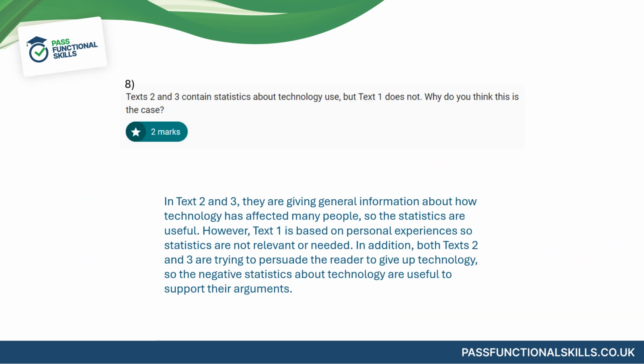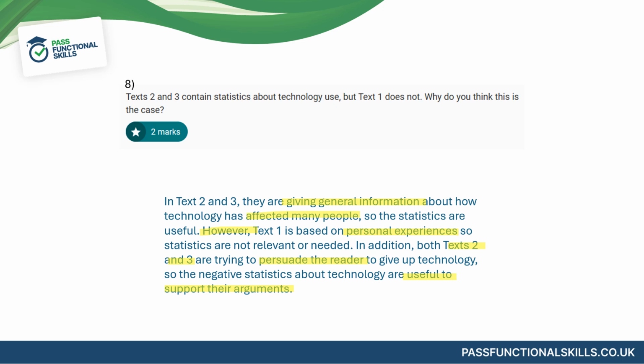So overall, if we have a look at this written solution, remember we've got 2 marks, so we need to give 2 full reasons. In text 2 and 3, they're giving general information about how technology has affected many people, so the statistics are useful. However, we're comparing with text 1. Text 1 is based on personal experiences, so statistics are not relevant or needed. In addition, both text 2 and text 3 are trying to persuade the reader to give up technology, so negative statistics about technology are useful to support their arguments. So we're given 2 full comparative reasons there.